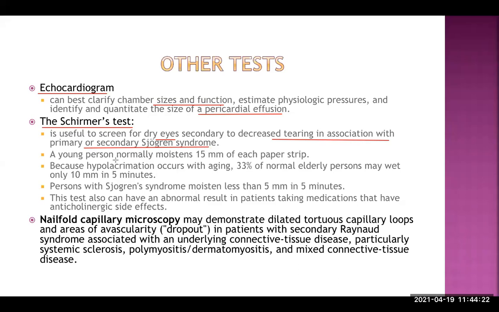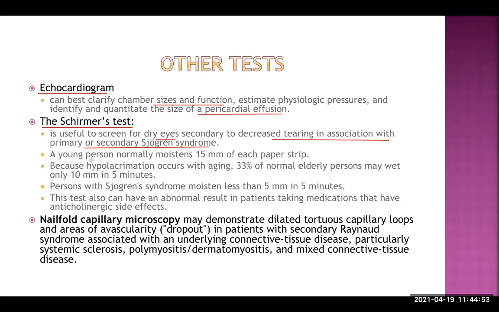And in this condition, okay, we put a small paper strip in the conjunctival sac, and after a certain time, we see how much of that paper strip is wet. So accordingly, we make interpretation. This is known as Schirmer's test. So in a bit of detail, it is explained here.